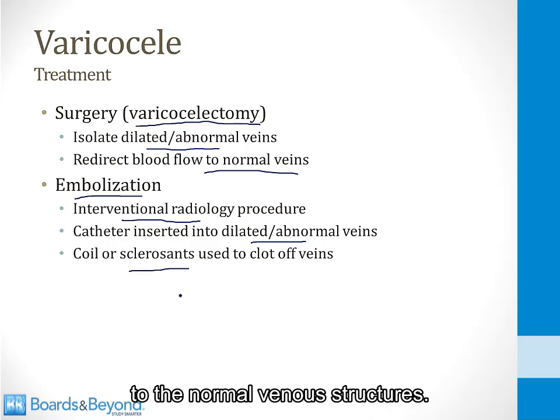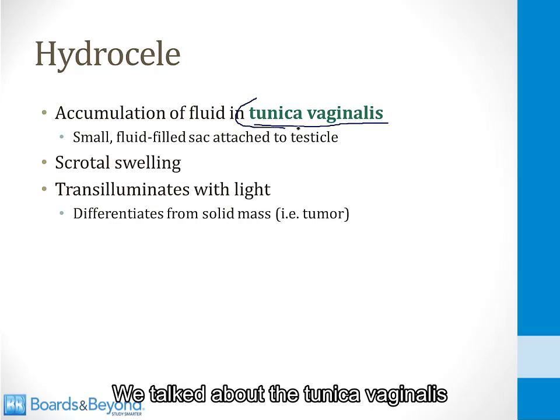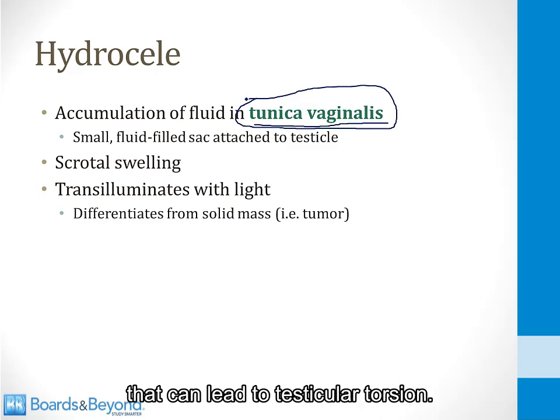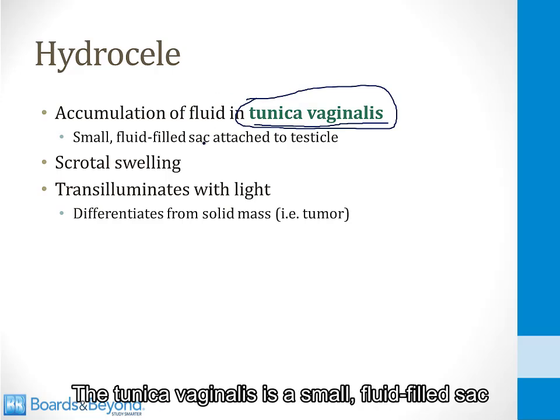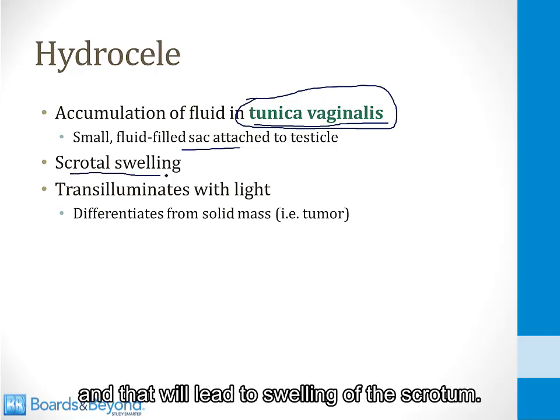Next, let's talk about a hydrocele. This is an accumulation of fluid in the tunica vaginalis. We talked about the tunica vaginalis earlier when we described the bell clapper deformity that can lead to testicular torsion. The tunica vaginalis is a small fluid-filled sac that attaches to the testicle, and when it accumulates fluid, that is called a hydrocele, and that will lead to swelling of the scrotum.